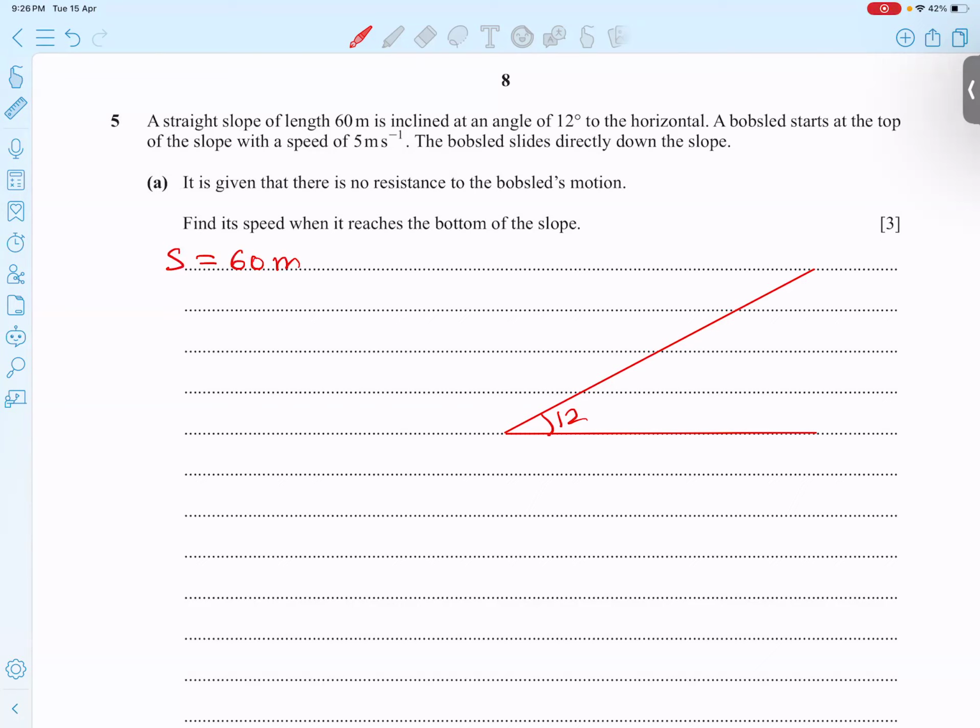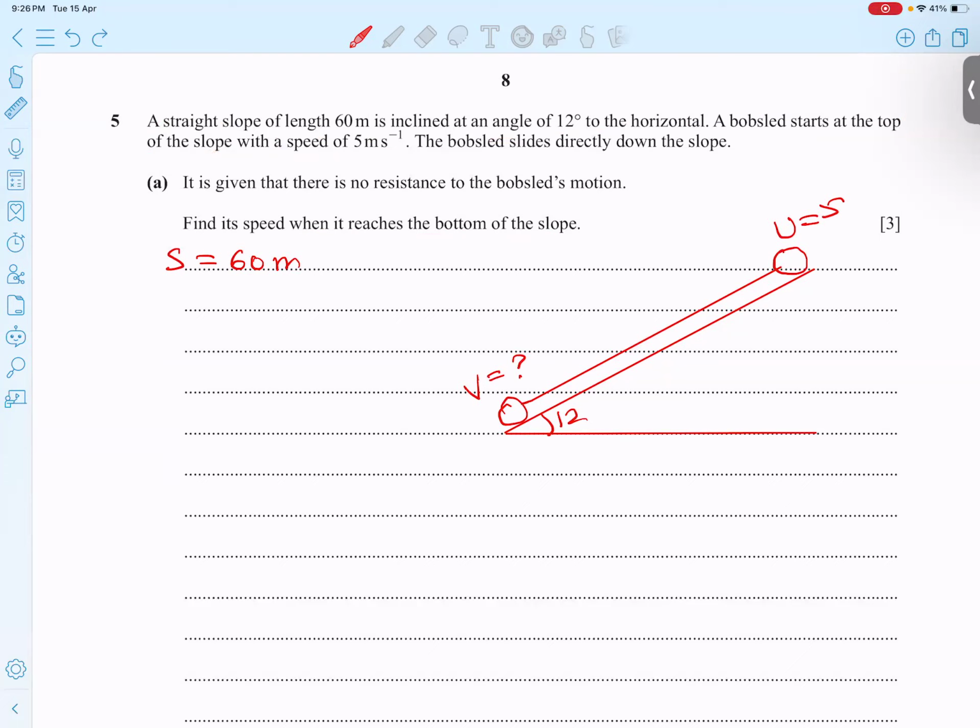And this bobsled starts from the top with a speed of 5. So it means it's here. So the starting speed is 5. And it slides directly down, so it is going this way, and let's say it's here. And the speed is what we have to find, the speed V at the bottom. So we need to find this speed.